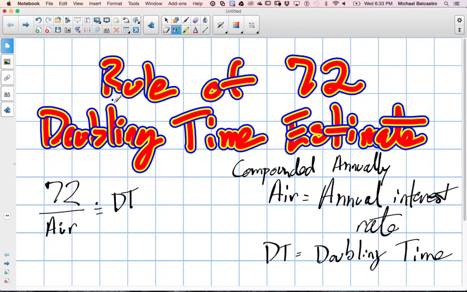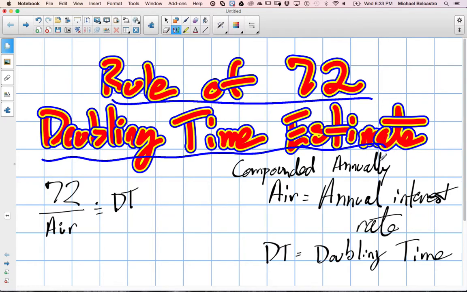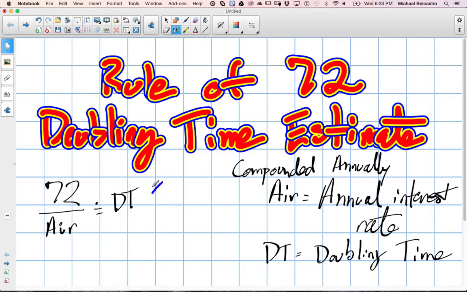Let's do the rule of 72, doubling time. It's a doubling time estimate. It's not 100% accurate, but it gives you a decent idea. The rule of 72 states that the number 72 divided by your AIR, or what we call our annual interest rate, is equal to how long it will take to double, approximately your doubling time.